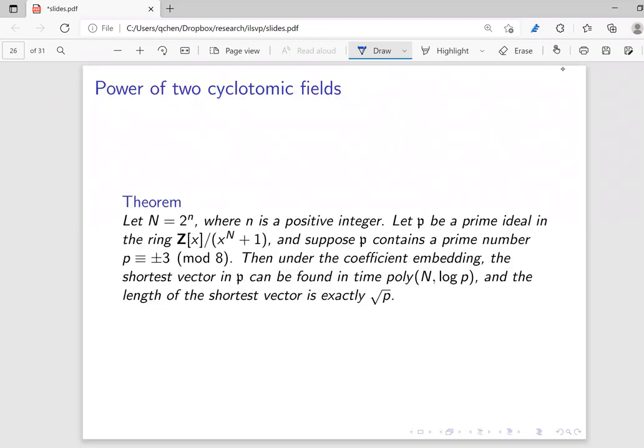Especially if P is congruent to plus or minus 3 mod 8, in this case the real dimension is just 2. So you just need to solve SVP in dimension 2, and we know that for dimension 2 you can simply use Gauss reduction. So this shows that for a prime ideal lying over a rational prime congruent to plus or minus 3 mod 8, the prime ideal SVP is very easy.